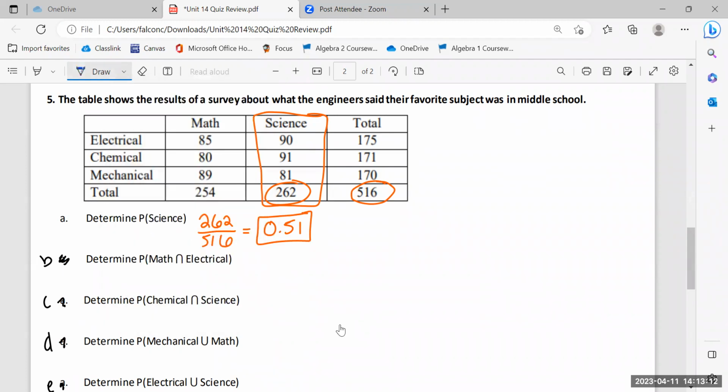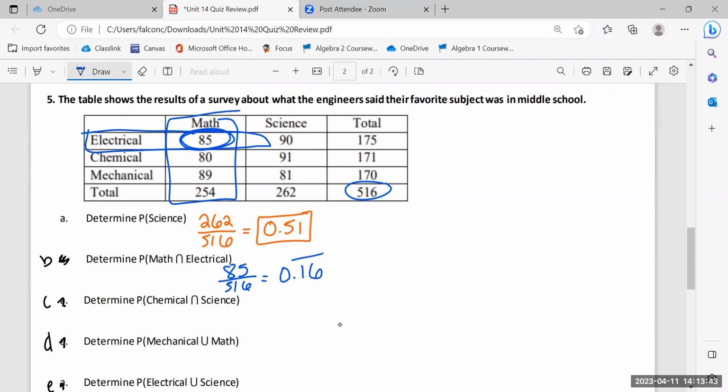All right, next one is math and electrical. So we want to look at our math column and then our electrical row. So where they cross, the 85. And then we want the probability out of the total amount of people, so 516. So that would be 0.16 for that one.